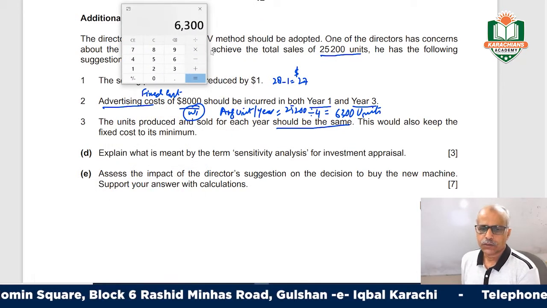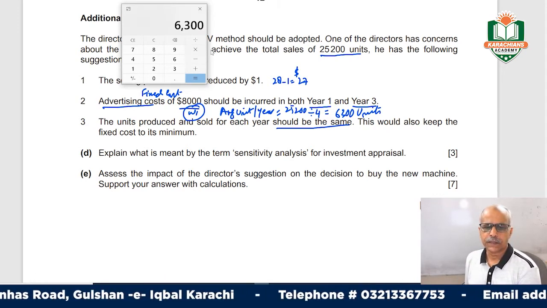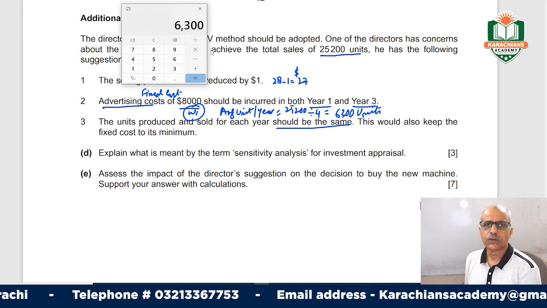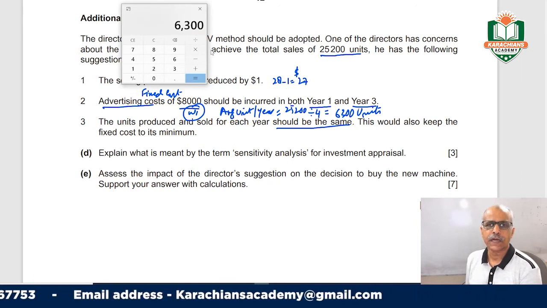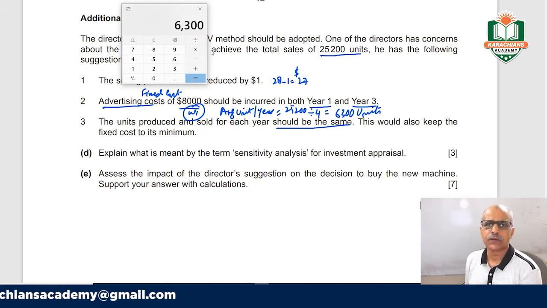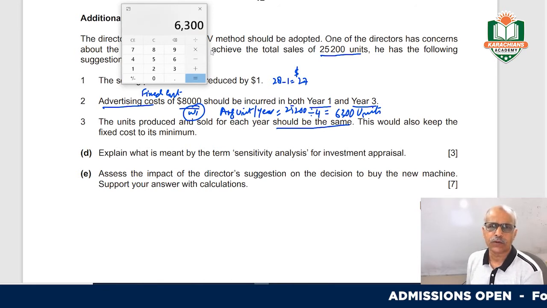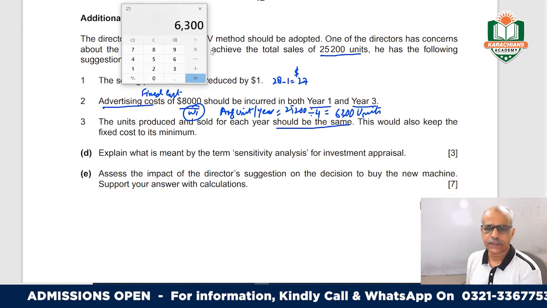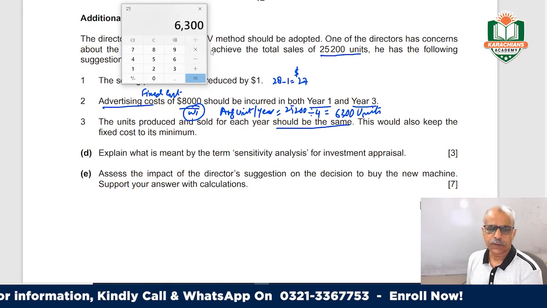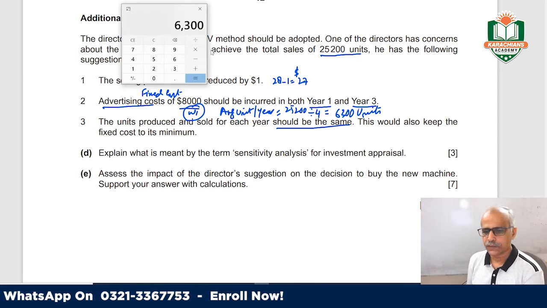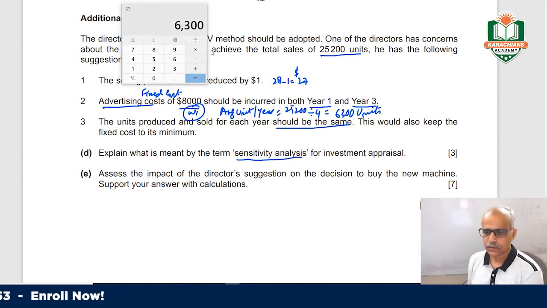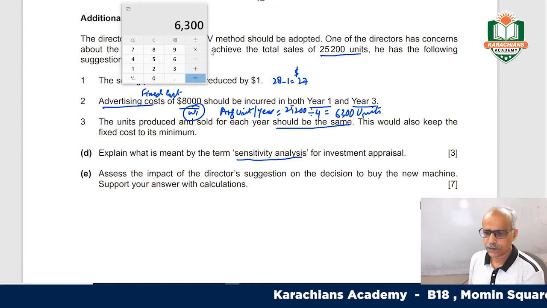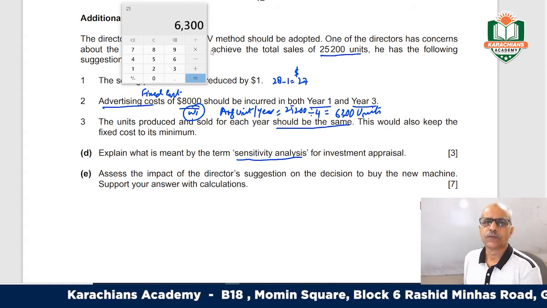Now, he is suggesting 2 changes. Number 1, he is saying to reduce the selling price, so that will reduce your contribution margin as well as net profit and your net cash flows. And also he is suggesting in year 1 and 2 to invest an additional fixed cost of advertising 8,000. So in year 1 and 3 there will be further reduction due to this. So: explain what is meant by the term sensitivity analysis. Fine. Assess the impact of the director's suggestion on the decision to buy the new machine. Support your answer with calculations.